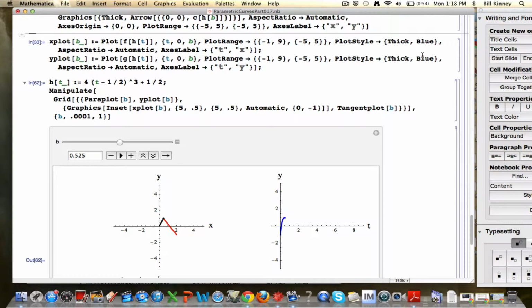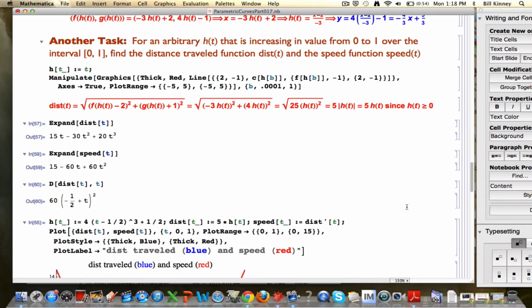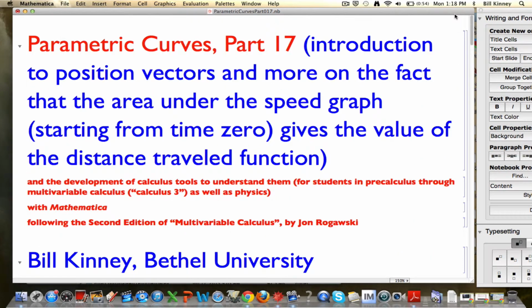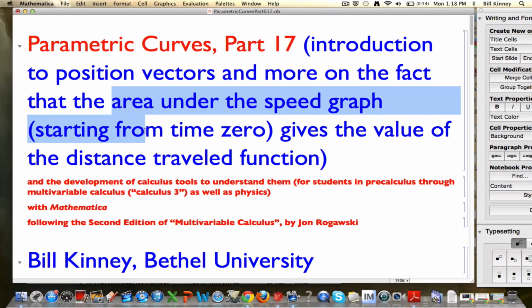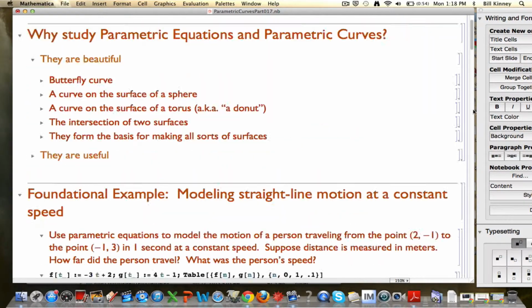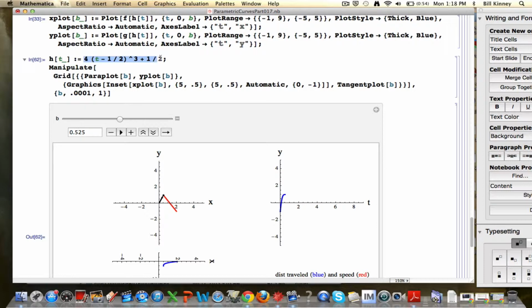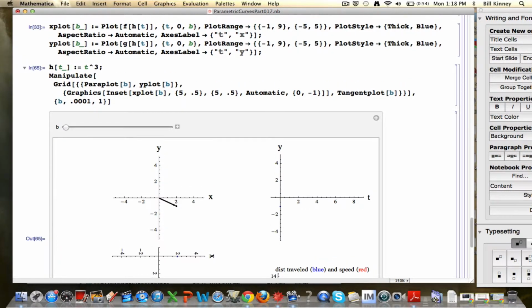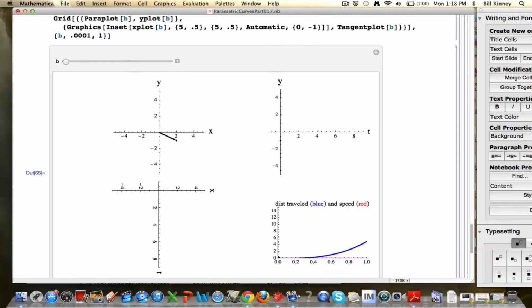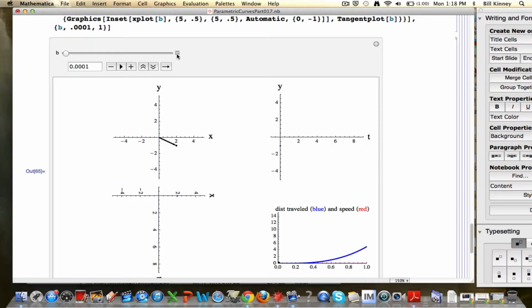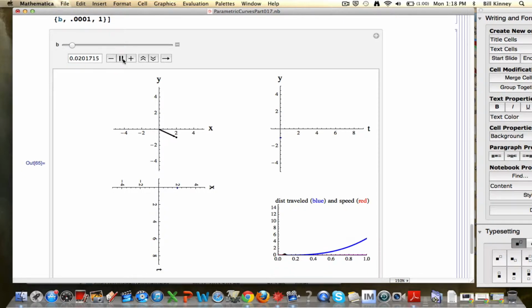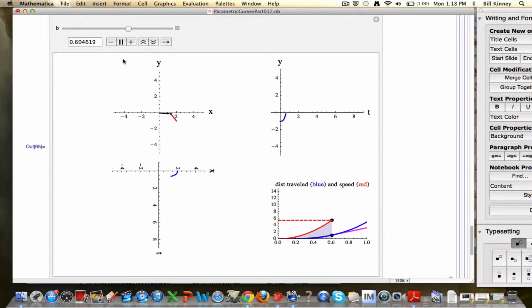To end this video, let's just do one more example to illustrate the main calculus concept. Again, that the area under the speed graph gives you the value of the distance traveled function. One more example to consider. Let's consider h of t to be, say, t to the third power. Why don't you guess what's going to happen here? Hopefully you guessed that this is going to start out slow and speed up. Starts out very slow, in fact, hardly moving. Speeds up.